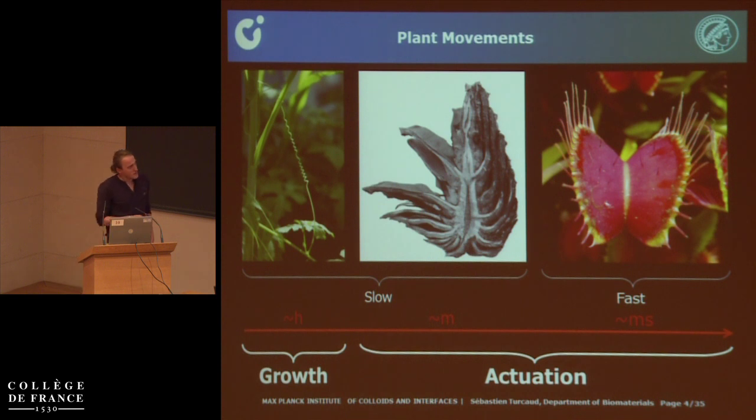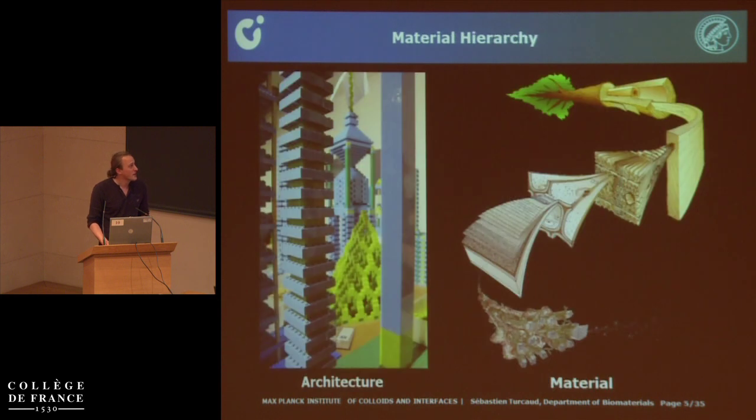And there are some really, really fast ones that we even need a high-speed camera to see the movement, like the Venus flytrap that will snap as a mosquito of the right size enters it. We can divide them into two categories, maybe: growth movement and actuation movement. Growth movement is a little bit more tricky because you have biology involved, whereas the passive actuators have the best potential to be copied.